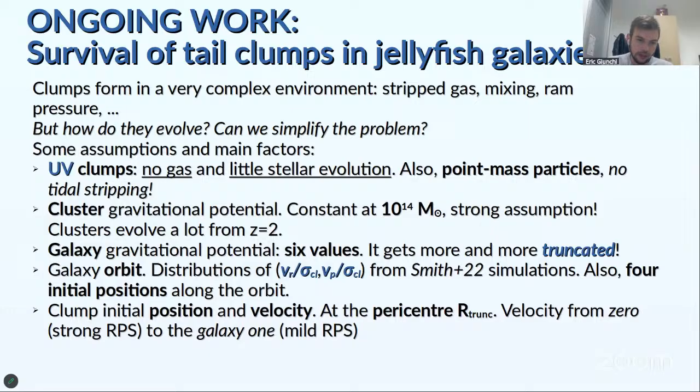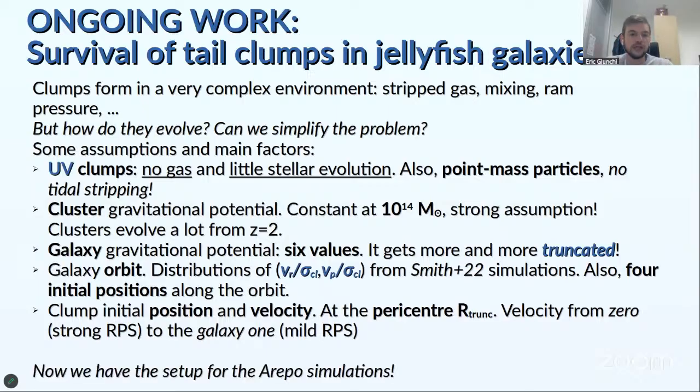The initial velocity can go, in principle, from 0 to the same velocity of the galaxy, and this represents 2 extreme cases. In one, we have a super strong ram pressure stripping that completely decelerated the cloud from which the clump formed. In the other, the clump has the same velocity of the galaxy: essentially the cloud underwent a very mild ram pressure stripping, so it was pushed away from the disk but still retained a velocity similar to the galaxy's. So now we have all the ingredients to perform our AREPO simulations and see what happens to these point mass particles, including all these quantities.